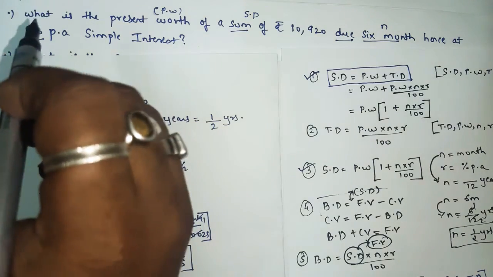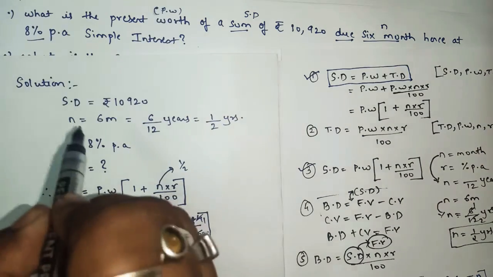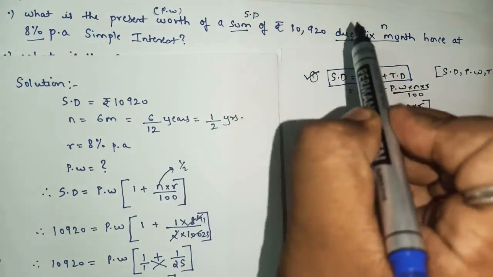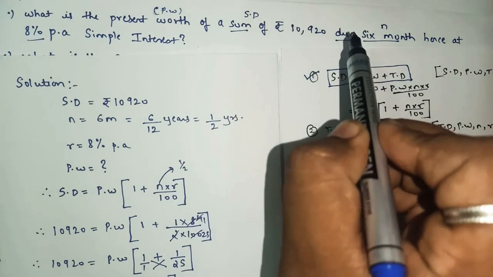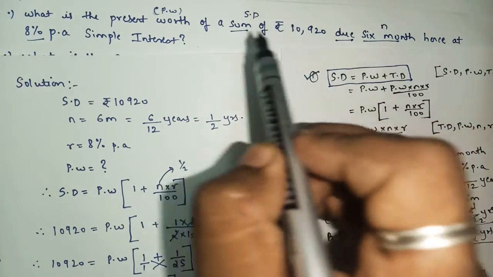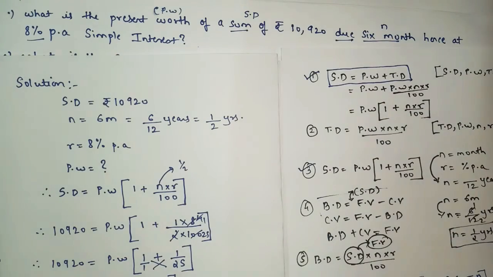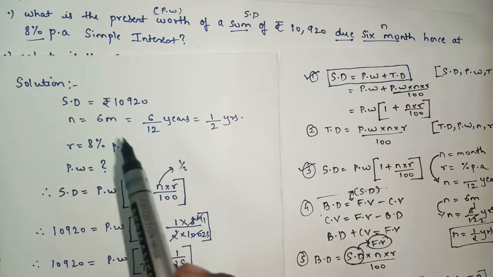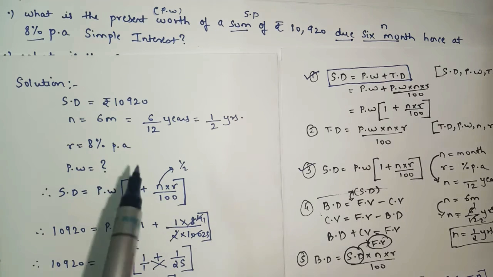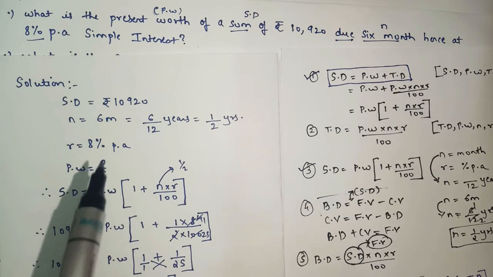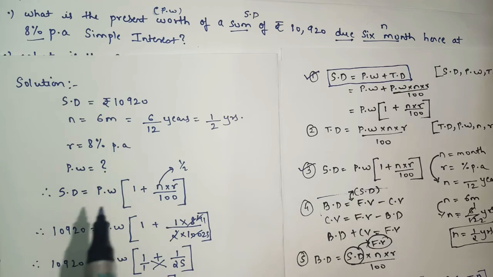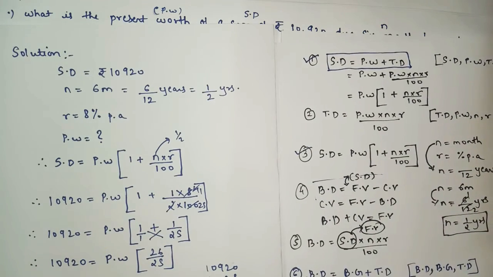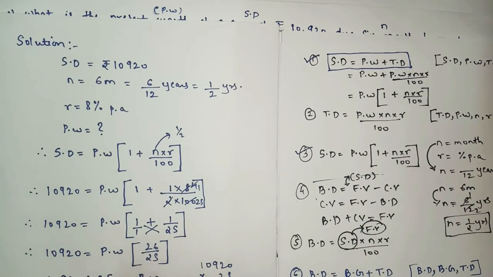So once again we'll see what is the present worth. That means we have to find PW of the sum due. Sum is here and due is this side. So this sentence says that the sum due is what? 10,920 and 6 months. As per the rule in this exercise, wherever you see months you have to convert that month into years. Okay, and rate is what? 8%.